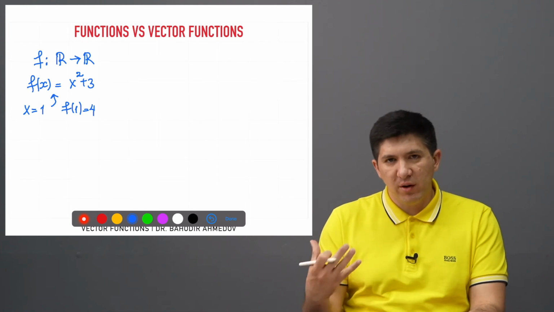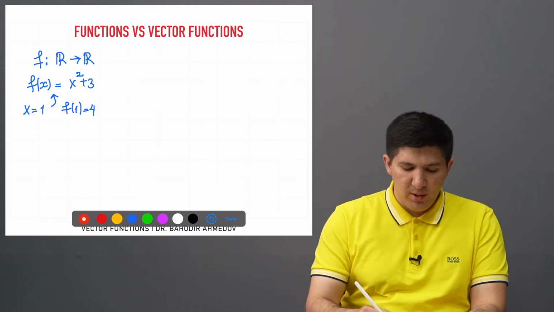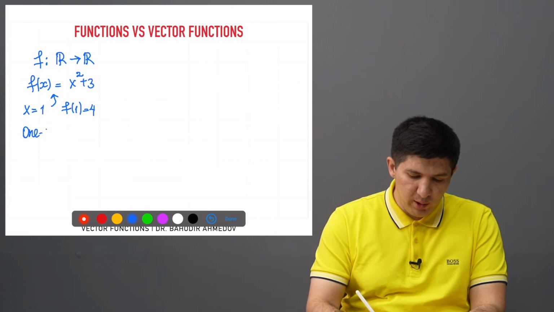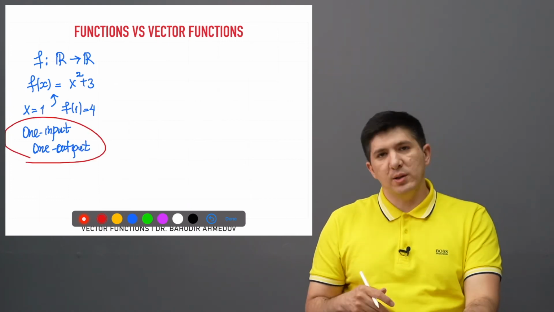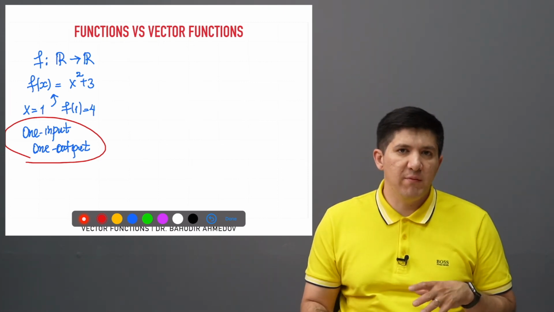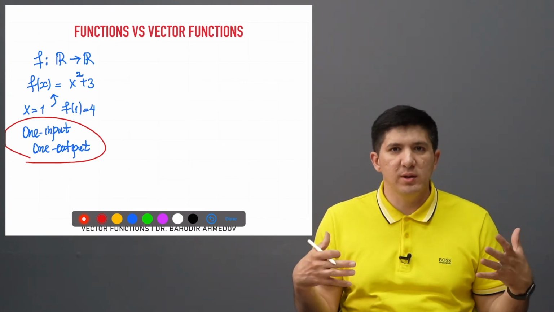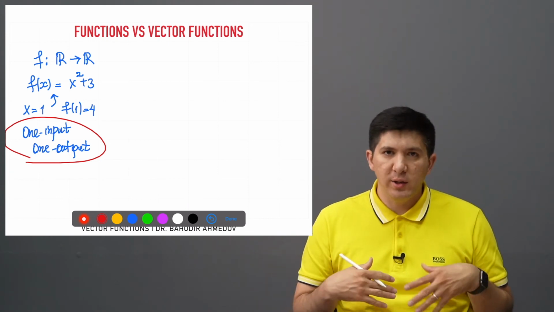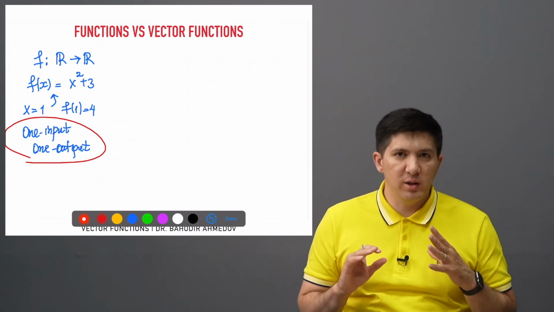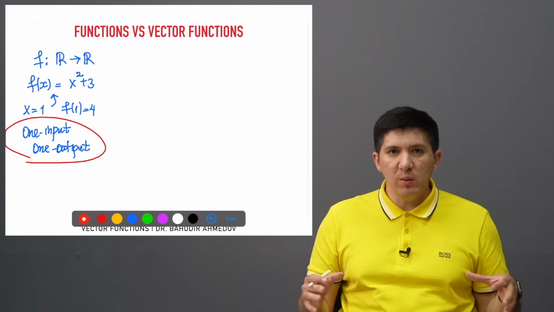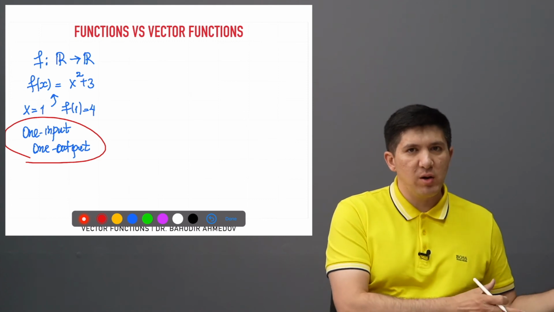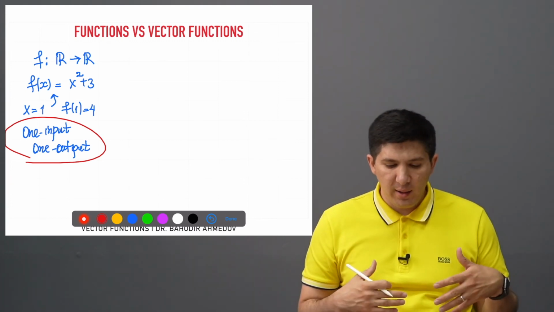So this type of function we call one input, one output. It's very important. Whenever you write a function in a computer program, you write a function with one argument, and it should always give you an output, just one number. We deal with this kind of function in all of our courses so far.